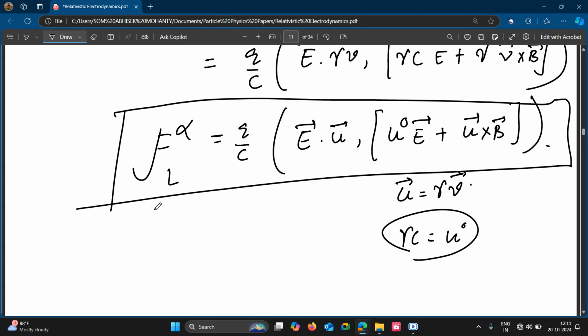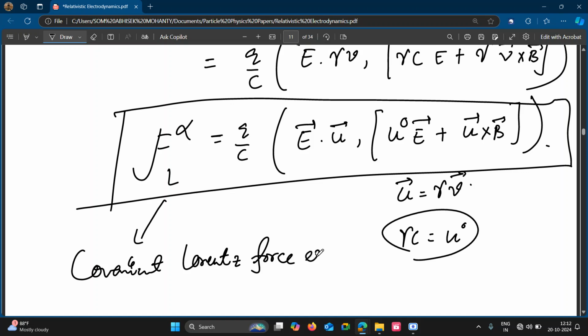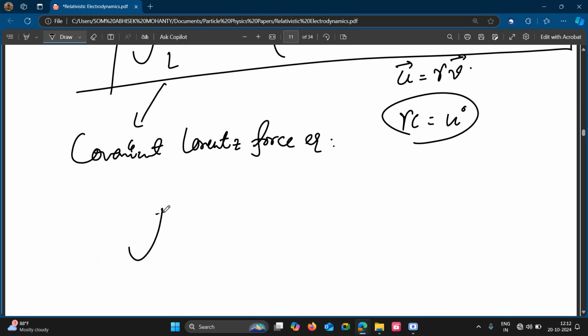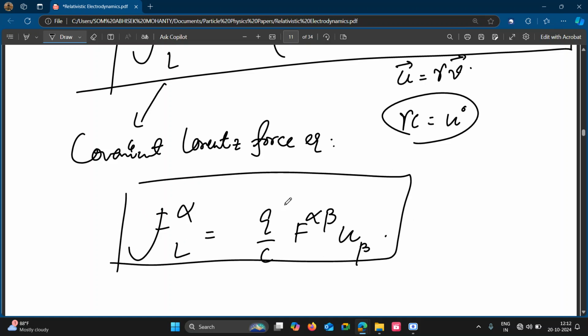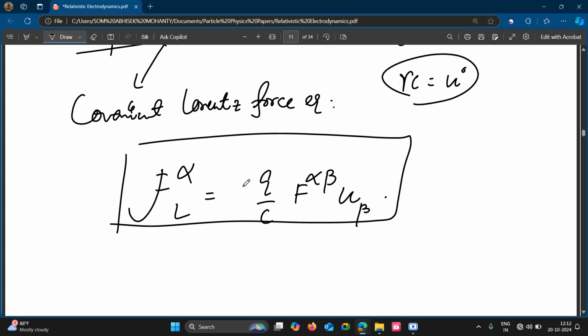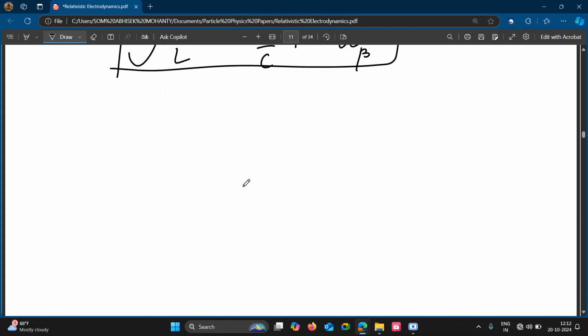This is the covariant Lorentz force equation, in compact form. If we write it in contracted form, F alpha L is equal to Q by c, F alpha beta, and we have to get alpha here, so beta should be cancelled out. For that, we need to multiply by u beta. So the components of F alpha beta.